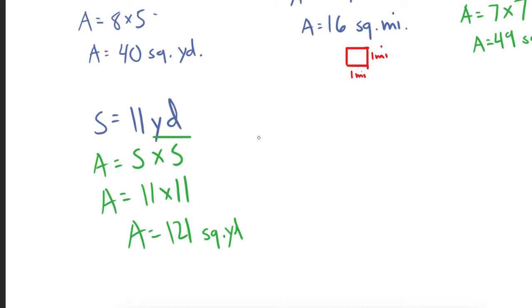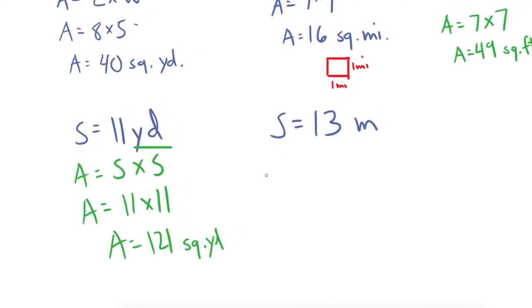Okay, so I'm going to write a simple question for you to do by yourself real quick. S equals 13 meters. I want you to find the area of this square, knowing that one side equals 13 meters. So what's the first thing you do? Yep, first thing you should do is write the area formula for a square, which is area equals S times S.